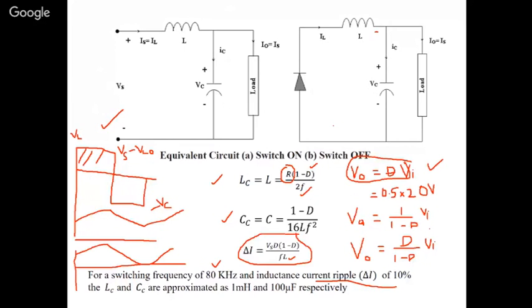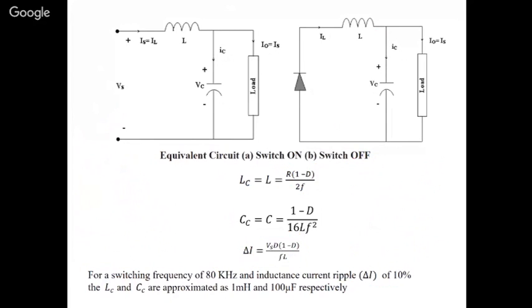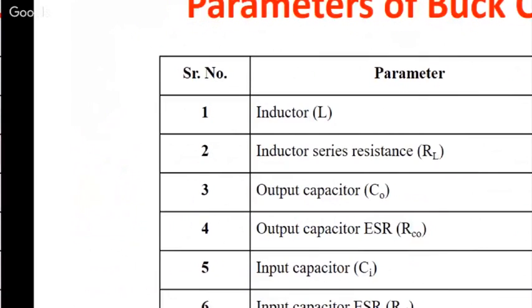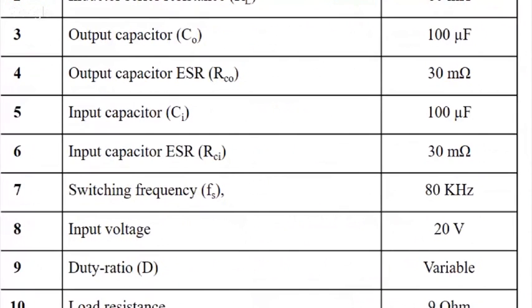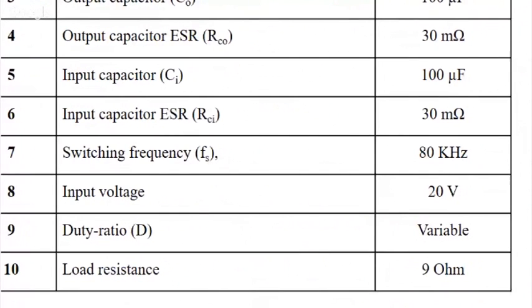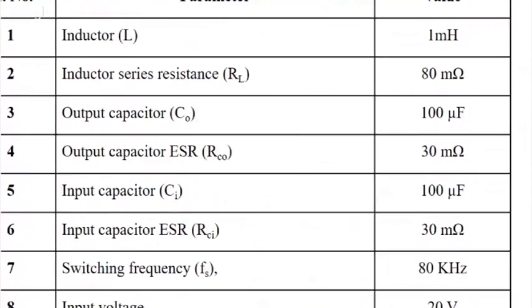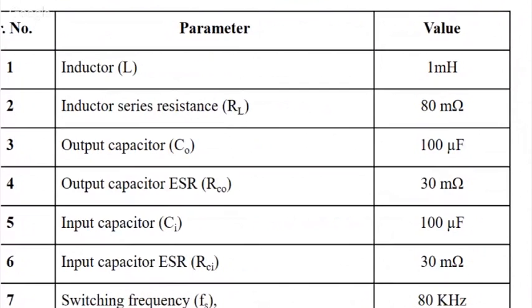Mostly when you do research with continuous mode itself, you find the L and C value and go forward. In the same way, by substituting all the values in our experimentation, we had a switching frequency of 80 kilohertz. Our input voltage was 20, our load resistance was 90 ohms, and the duty cycle was varying from around 0.4 to 0.9. Then we found the capacitor value and inductor value.